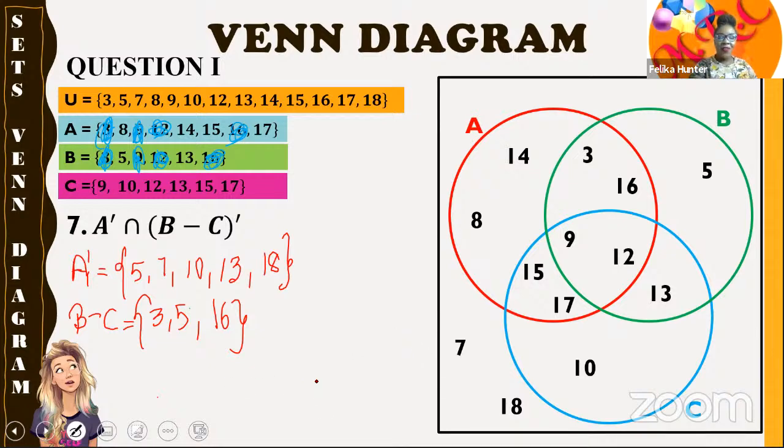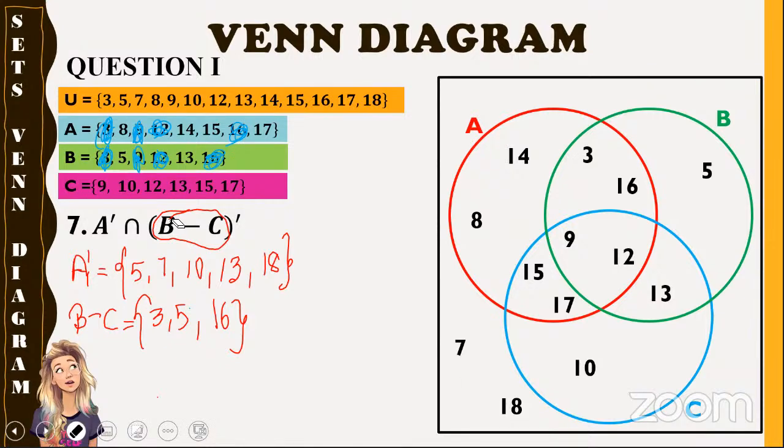All right, so we have B minus C. What do we do next? So we found what is inside of the brackets. What do we do next? Intercept. So we did what is inside the brackets, but there's a little bit more to that bracket. What is there?